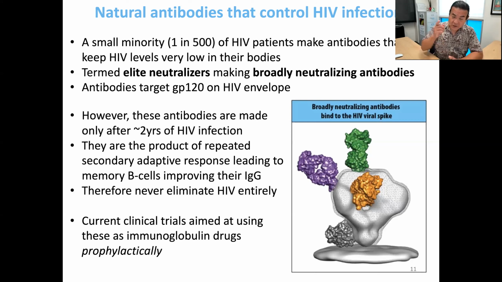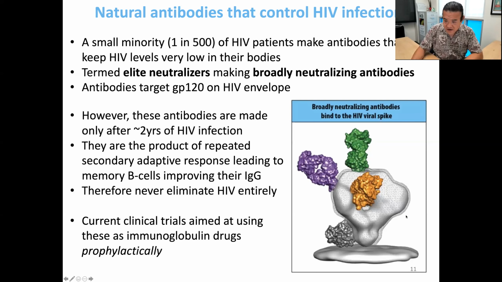So not surprisingly, there's going to be a subset of HIV patients who, because of the random nature of making immunoglobulin shapes, are able to produce antibodies that are super good at binding and neutralizing the HIV virus particle. It's approximated that a small minority, about 1 in 500 HIV patients, do make antibodies that succeed in keeping their levels of HIV very low in their bodies. So we call these elite neutralizers because they make what we call broadly neutralizing antibodies.